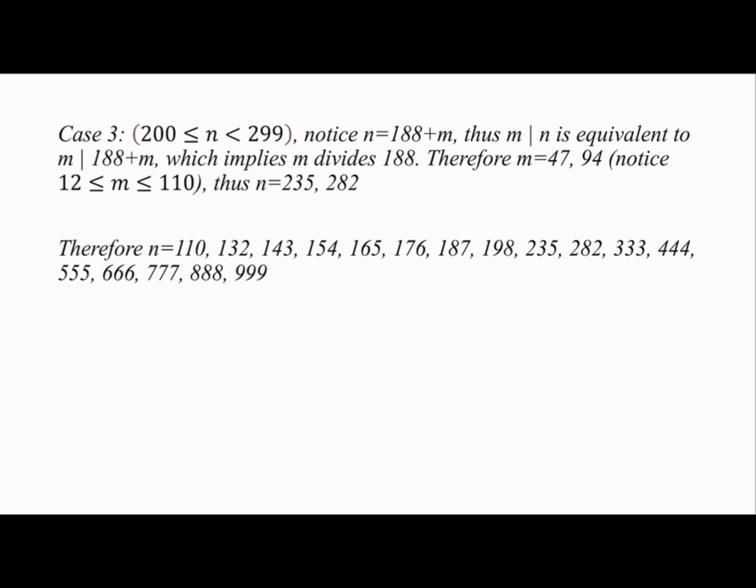So summing up, we have n equals 110, 121, 132, 143, all the way up to 198, then 235, 282, the 2 special cases, and 333, 444, all the way up to 999. I left out 121 here by mistake earlier. And that is the first problem of the BMO Round 1 2022. So let's move on.